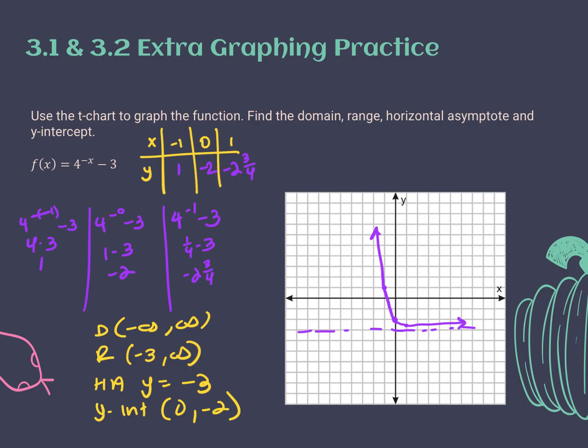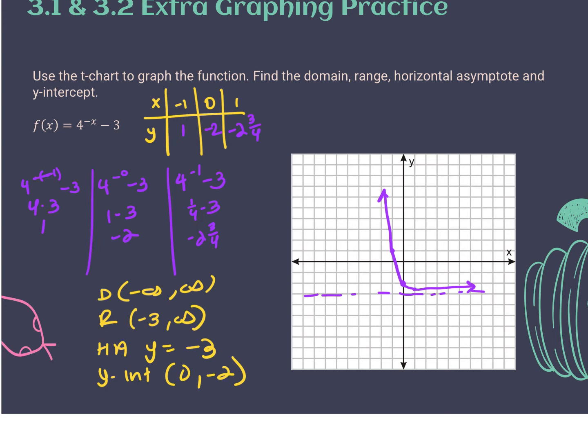Okay, so this is the first one. You set up a t-chart, it's exponential, so you go straight to the t-chart and plug them in. -1 would give me 1, 0 would give me -2, and 1 would give me -2 3/4. You can plot those points. Then you want to look for your horizontal asymptote, which comes from the vertical shift. It's the opposite, right? Horizontal leads to vertical, a vertical leads to the horizontal. So if it's -3, it's shifted down 3 places, and so my horizontal asymptote is at y equals -3. The y-intercept comes from the center of my t-chart, which is 0, -2.